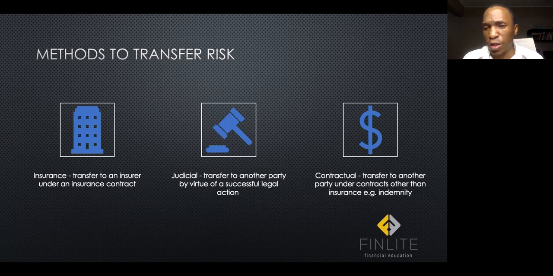But the example is perfect to say you can use a contract to actually move or transfer the risk from one party to another.